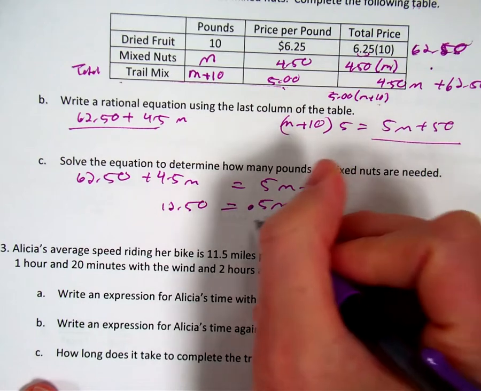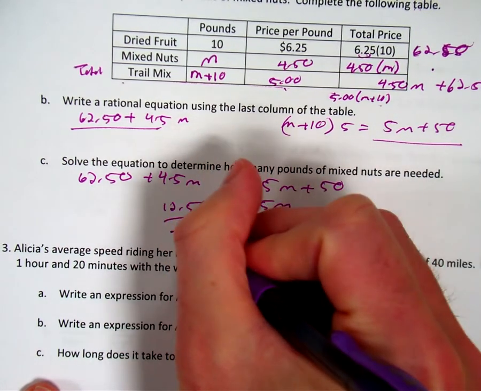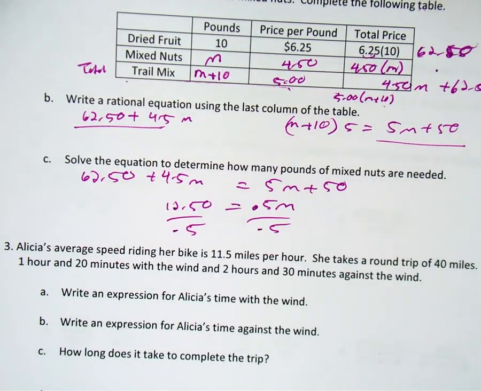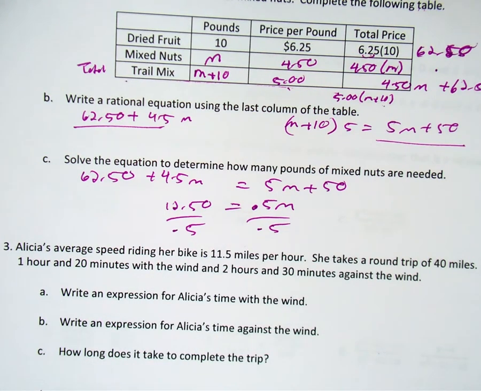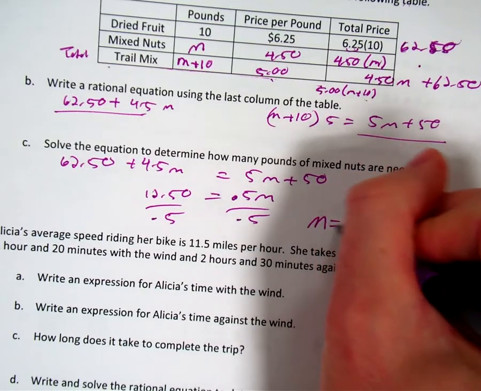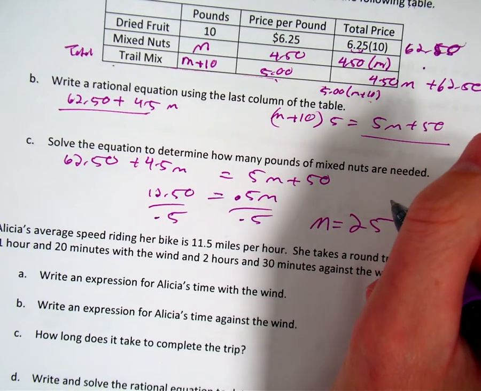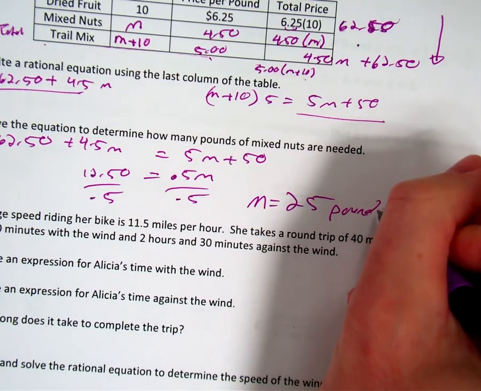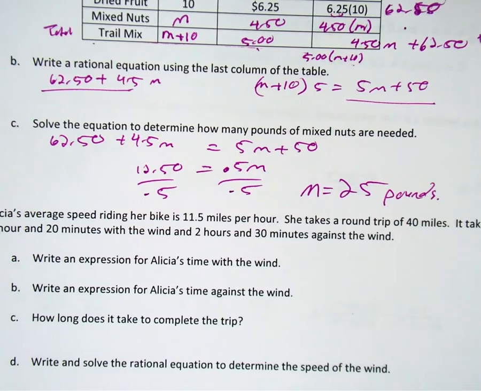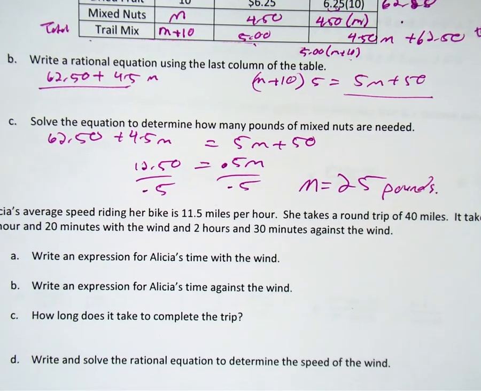Okay, divide by 0.5. What happens when you divide by 0.5? Dividing by a half. Think about our fraction work we just did. When you divide by a fraction, it's the same as multiplying by the reciprocal. So if I'm dividing by a half, I'm really going to multiply by 2. My M is 25 pounds of mixed nuts. Don't believe me? You can type it into the calculator: 12.50 divided by 0.5, which is the same as a half, and we should get 25 pounds.